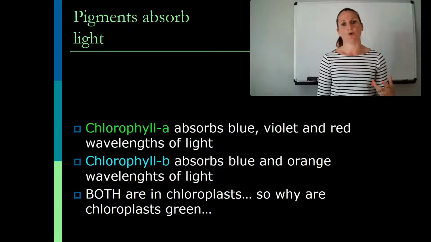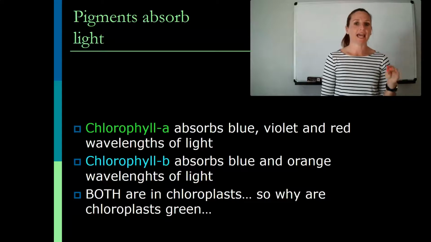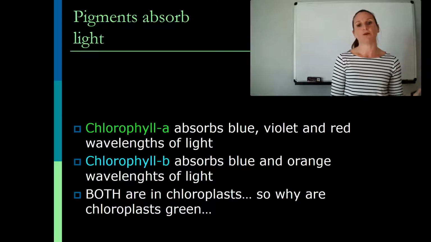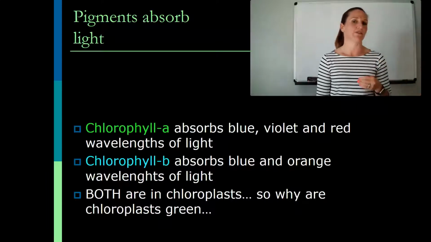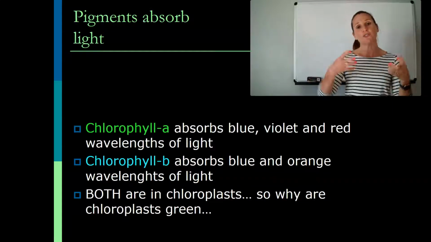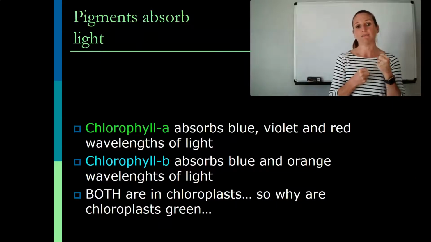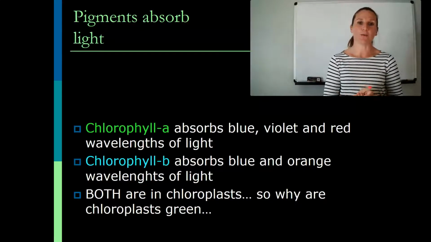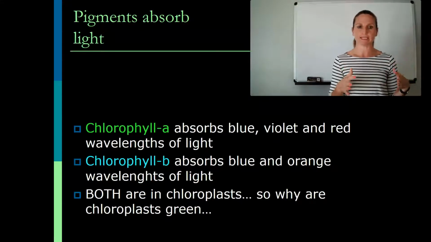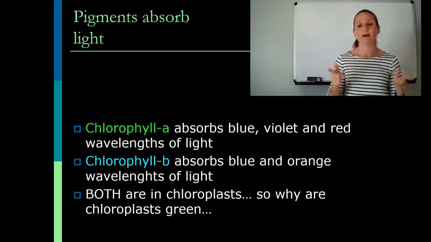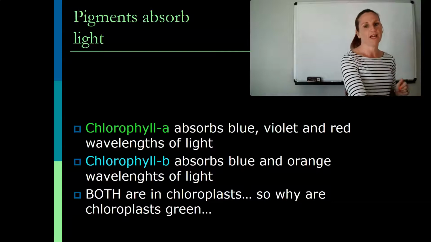Chlorophyll A absorbs blue, violet, and red wavelengths of light, and chlorophyll B absorbs blue and orange wavelengths of light. And so these are the wavelengths of light that are used, absorbed, and utilized by the plant. Both of these pigments are present in chloroplasts in different amounts in different plants. So why would a chloroplast look green? Let's remember what we've been learning about light.